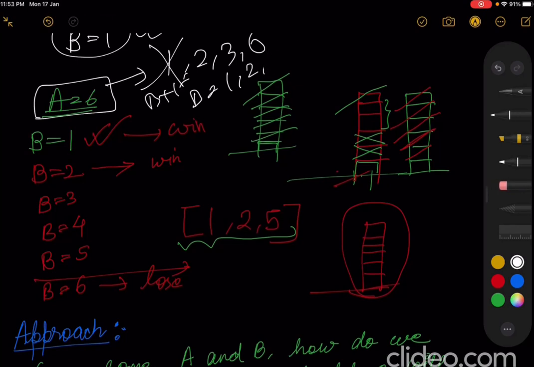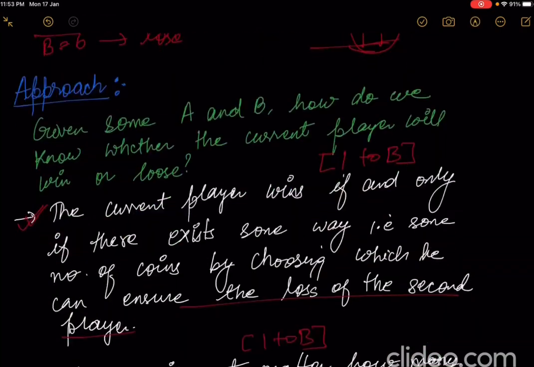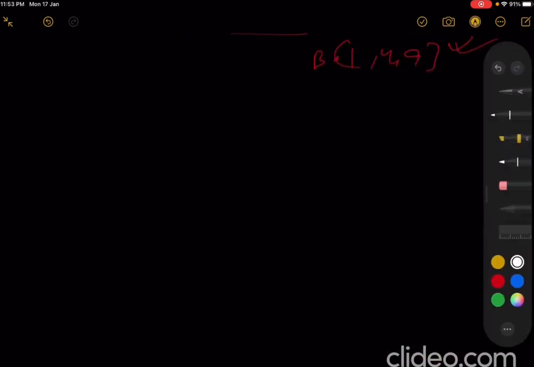So 1, 2 and 5. Okay, and you can see also that this was the same thing that we got earlier. Okay, so that's it for this. Now let's see the pseudocode for it.